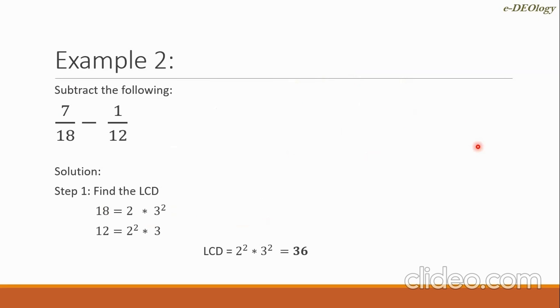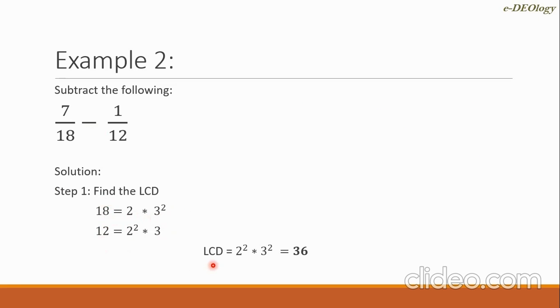Let's have the second example. Subtract the following fractions: 7 over 18 minus 1 over 12. So for step 1, we'll have all the denominators listed. Then we will factor out 18 into 2 times 9, and that 9 is equal to 3 squared. We factor out 12 into 4 times 3, but the 4 can be written as 2 squared.